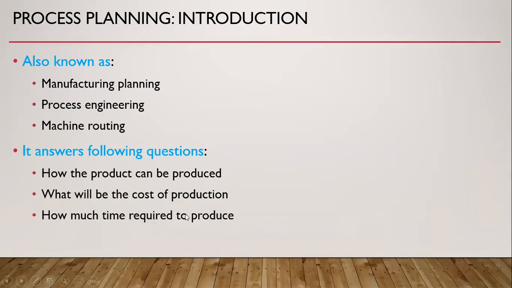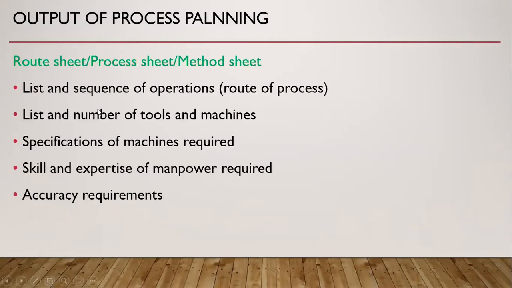time will be required to produce, and what is the output of process planning. The output of process planning is the route sheet or process sheet or method sheet. It is the list and sequence of operations or route of process. It is the list and number of tools and machines required, which includes specifications of machine required, skill and expertise of manpower required, and accuracy requirement. So this is the output of process planning.